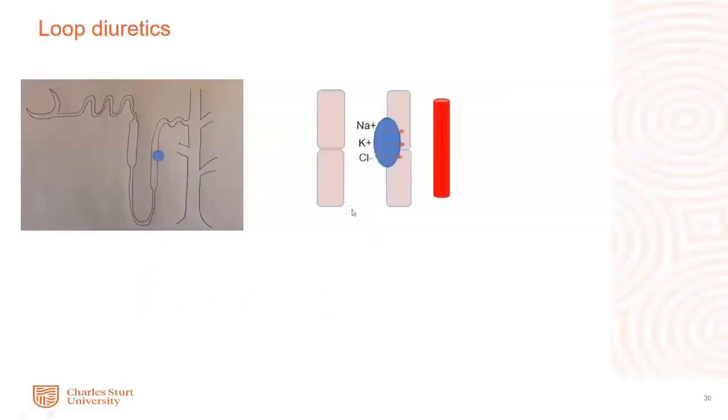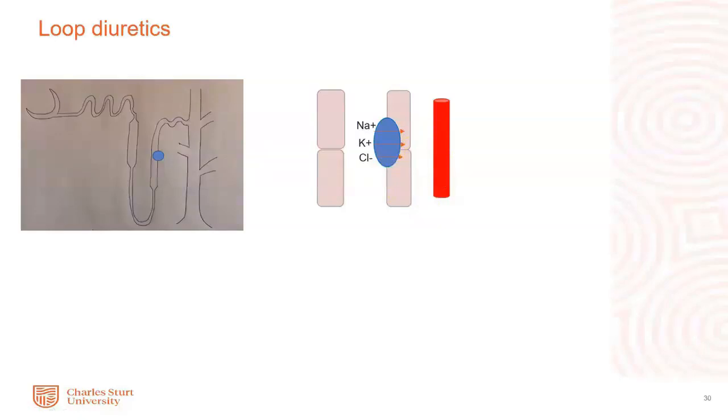So if we zoom in a little bit closer, looking at a schematic of the cells lining the walls of the loop of Henle, you can see we have this transporter here that is a co-transporter, and it co-transports chloride, potassium, and sodium out of the filtrate across the cells lining the walls into the interstitial fluid and then into a local blood capillary.